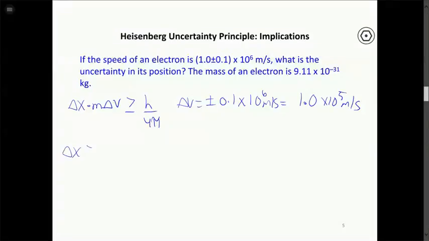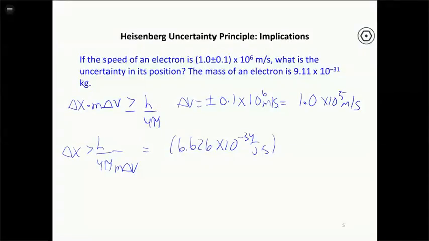Delta x is greater than h over 4 pi times m delta v. So h, remember, is this constant that we talked about a lot the last few lectures. 6.626 times 10 to the minus 34 joule seconds. Now you can probably tell because the numerator of our fraction is so small, it really only matters for small objects.